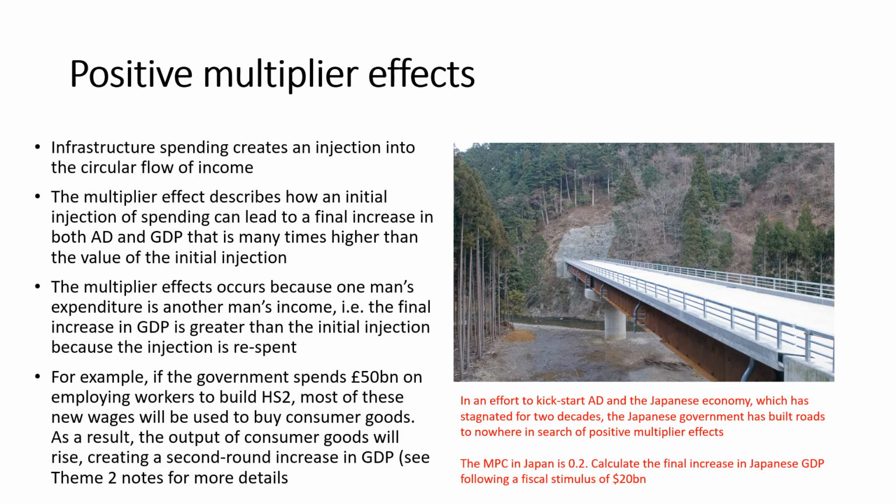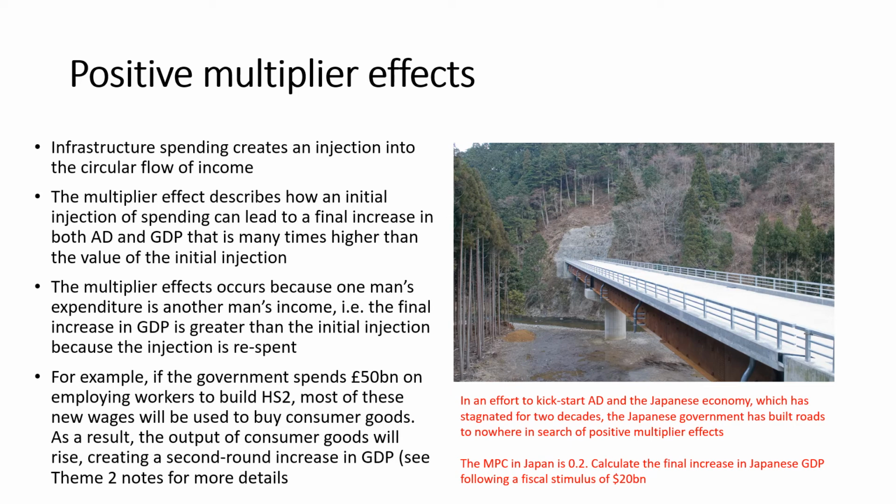The government will need to employ people to build HS2, so those people will come off the dole queue, they'll get wages, and they'll spend most of those wages. That will create extra demand for consumer goods. So the increase in the output of consumer goods will create a second round increase in GDP. But to increase the output of consumer goods, firms in those industries will also have to take on staff from the dole queue. So those people will also have new wages to spend. So they might go and spend their money on something else.